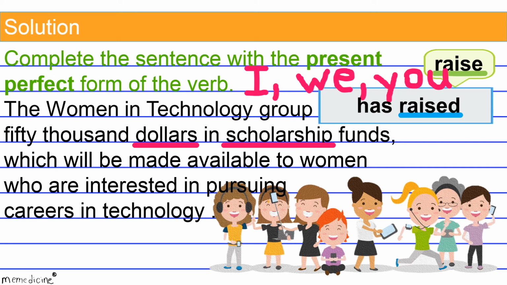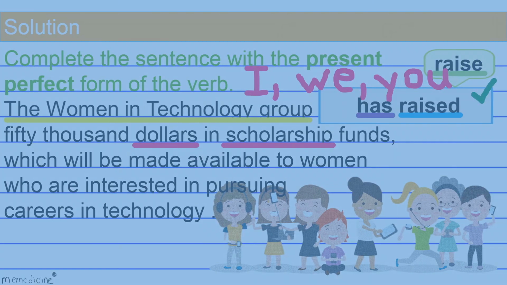I'm highlighting this homogeneity because some tend to assume that the past participle verb form is always the same as its simple past tense verb form. This is true for most regular verbs and some irregular verbs as well. Moving along, we have preceded raised with the present tense form of the helping verb to have that agrees in number with the subject of the verb, the Women in Technology group, a singular third person noun. Basically, with everything I've said, what I'm really trying to say is that has raised is definitely the correct present perfect tense verb form of raise.